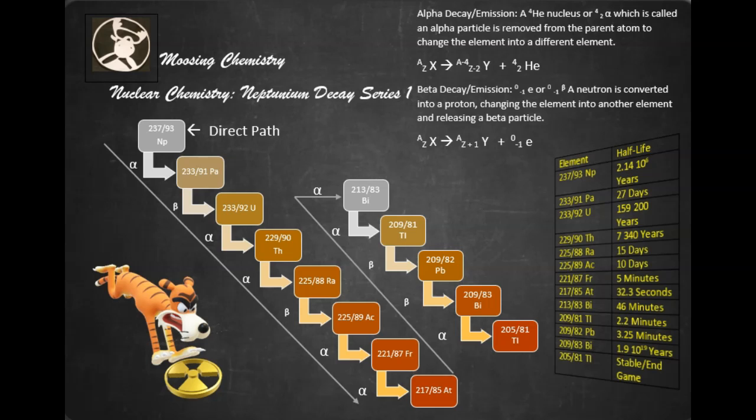This is Nuclear Chemistry Neptunium Decay Series 1. So, we're going to go from Neptunium to thallium. But we're going to go through this pathway here to get there.